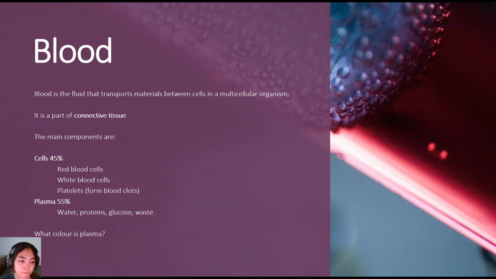Here's a question for you. What color is plasma? Again, this is going to be in your check for understanding.